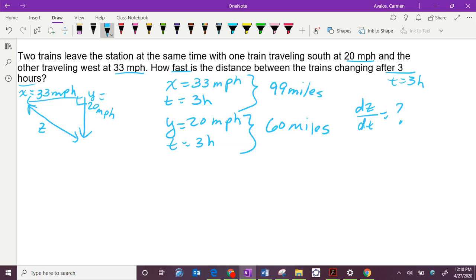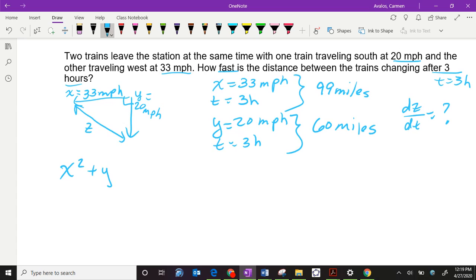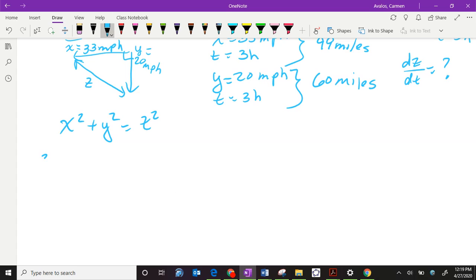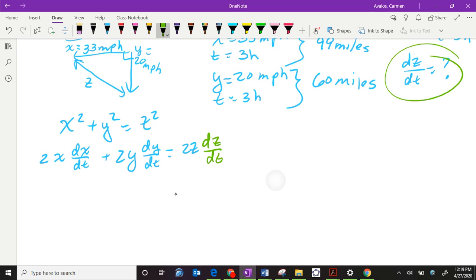Okay, so how do I solve it? Because it's west and south, we know it forms a right triangle, so we have x squared plus y squared equals z squared, the Pythagorean theorem. Then we take the derivative with respect to time. The derivative is going to be 2x dx/dt plus 2y dy/dt equals 2z dz/dt. And this dz/dt is what we're looking for. That's our goal.